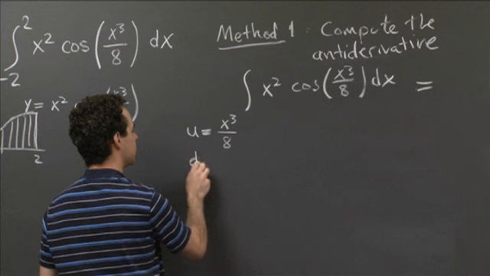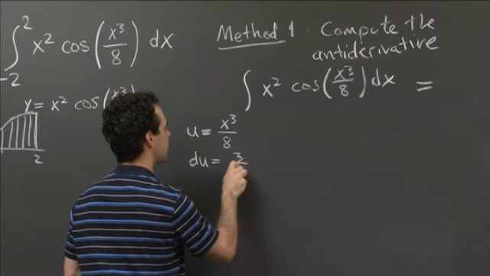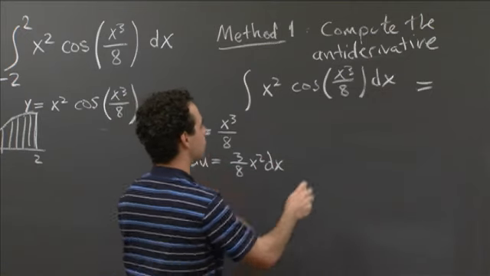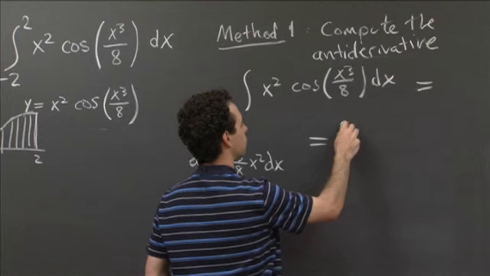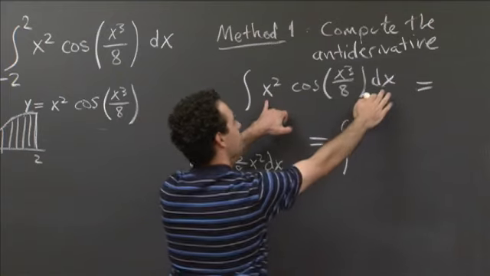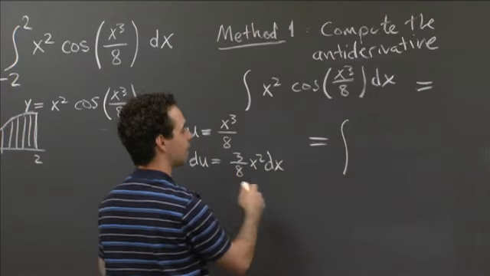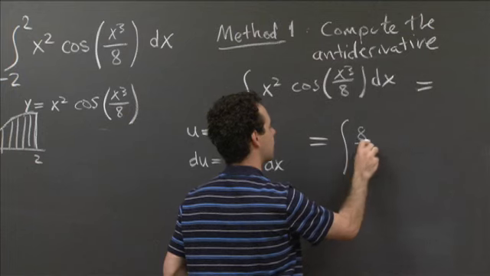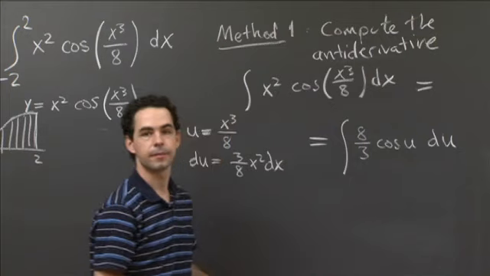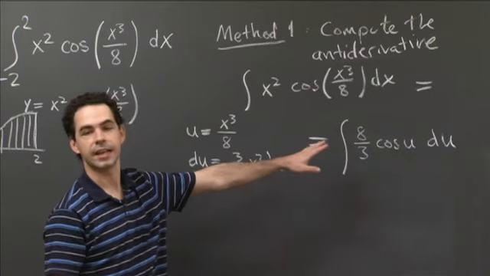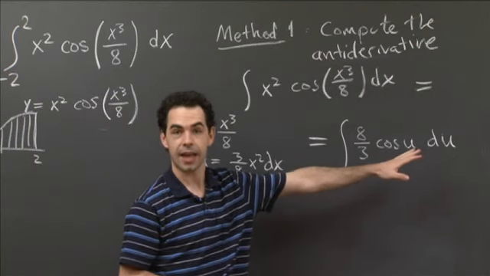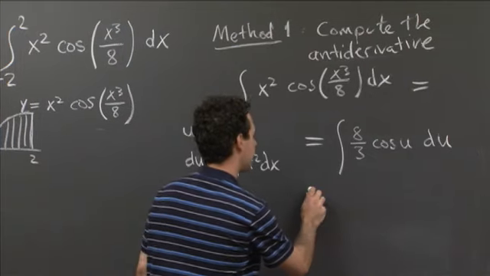In that case, du is equal to 3/8 x squared dx. So this integral is equal to the integral of, well, we have x squared dx, so we need to multiply and divide by 3/8. So this is 8/3 cosine of u du. The 8/3 is just a constant, so that pulls out in front. That's not hard. Then the antiderivative of cosine u du, that's something we know.